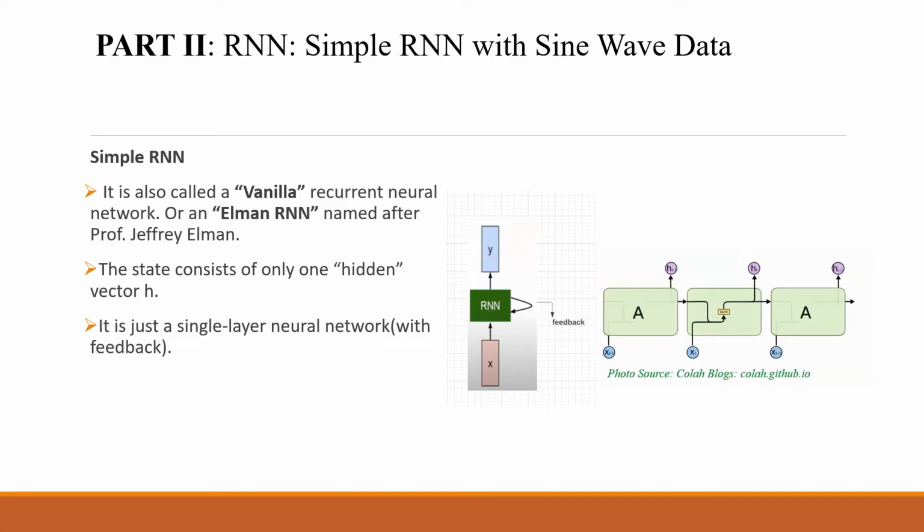Part 2 of the project required generating a simple RNN with sine wave data. But before I show you the coding steps that I undertook, I will first introduce what a simple RNN is. It's sometimes called a vanilla recurrent neural network, or an Elman RNN, which was named after Professor Jeffrey Elman. The state consists of only one hidden vector H. It is just a single layer neural network with feedback. So this is the feedback over here.